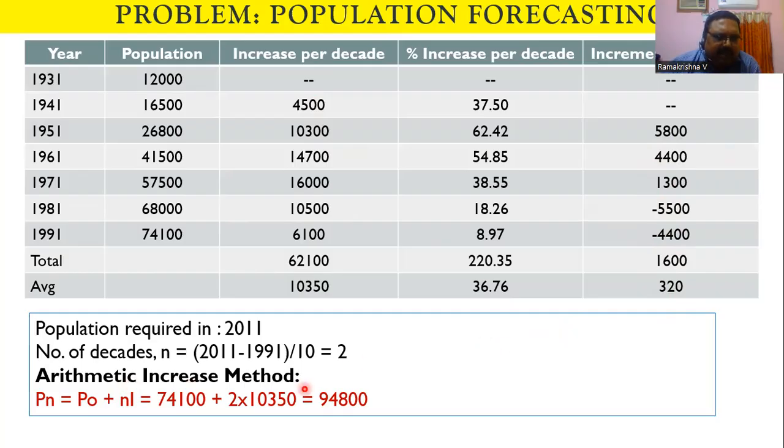For the arithmetic increase method, we have the formula Pn is equal to P naught plus n into I. P naught is the last decade population, 74,100. We are writing here. And n is the number of decades for which population is required. So two decades, 2 multiplied by the average increase per decade, 10,350. Put down this value, 94,800. So this is the arithmetic increase method.